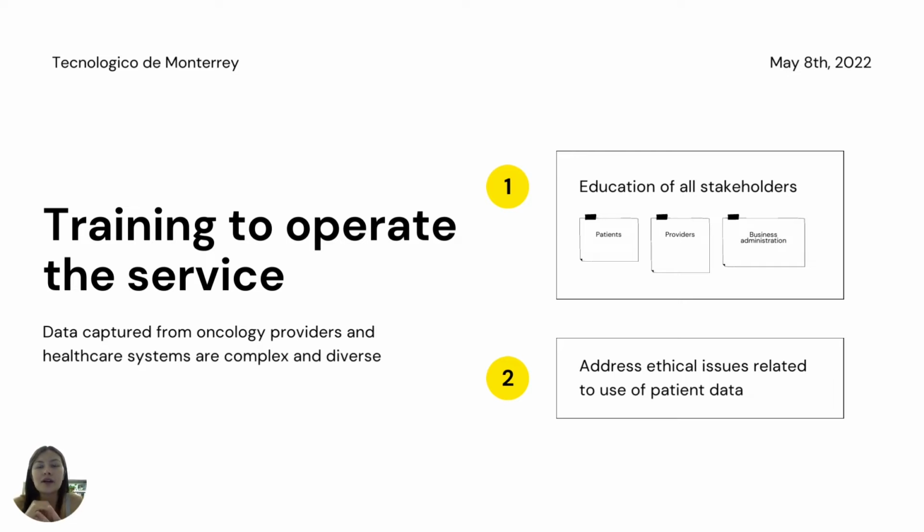Now talking about the training to operate the system, the data captured from oncology providers and healthcare systems are complex and diverse. Normally, doctors' typed or dictated notes, laboratory findings, histopathological and imaging data, and patient-generated health data are examples of the unpredictability of the information captured. So raw medical data are often of limited relevance.